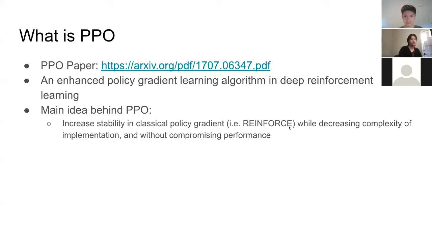So we have something called REINFORCE, which is a very classical policy gradient. We can use neural networks in this as well, though it's not mandatory. But PPO builds on this by increasing the stability while decreasing the complexity of our implementation. And this also makes sure that we have at least as good performance as when we started off. So that's the important part: we get easier learning, right? It learns a little bit more stably. And we'll see exactly how it does this.